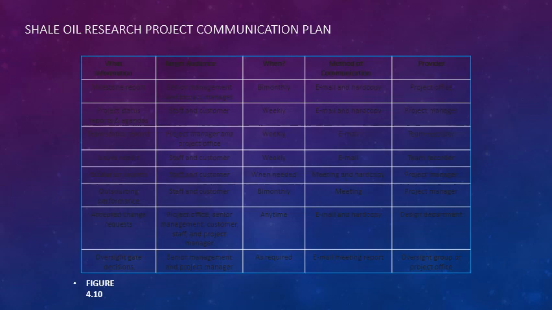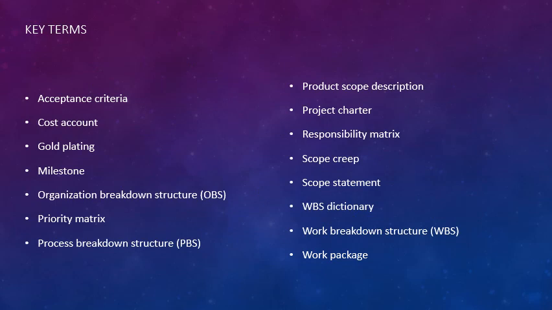Here's an example of a communication plan. I apologize, it doesn't look great on the blue, but it shows what information is to be communicated, who the audience is going to be, when we're going to do it, the method we're going to use, and the provider, so who's going to do it. So here's some key terms that we've gone over in this project, and that is the end of this chapter.